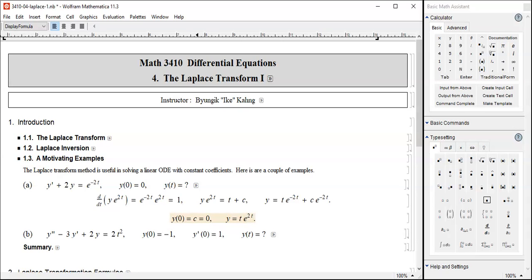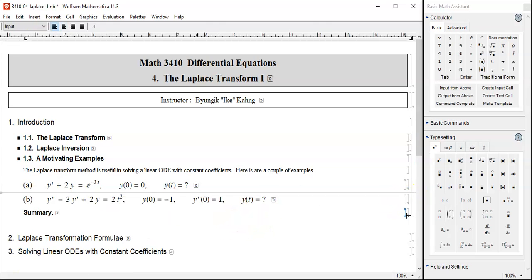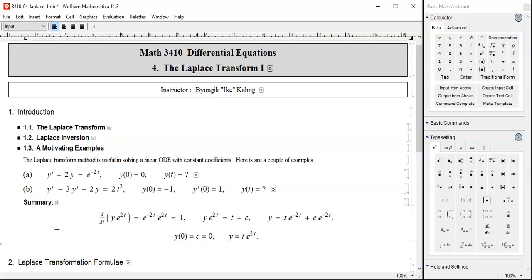That's the solution. That's something we did early on, and I did it really quickly because by now I trust that everybody should be able to do that. Okay, remember this answer because we'll have to come back to it shortly.